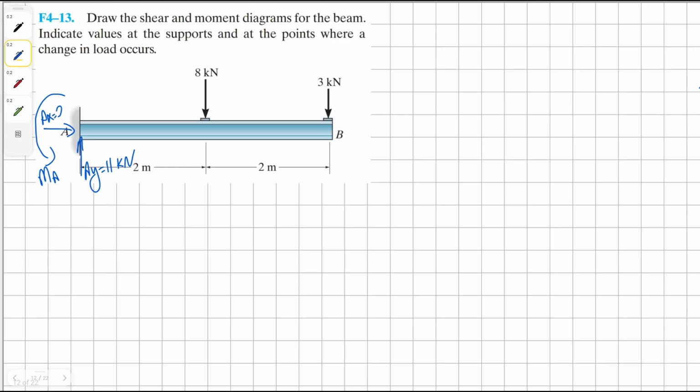Now for the moment, we simply have to take moment about the point A. We're going to have 8 kilonewton, and it's 2 meters away, and then we have clockwise 3 kilonewton, and it's 4 meters away from A, all equals to 0. But before we do that, we have to remember that we have moment A, which is unknown, and it's counterclockwise, all equals to 0. Solving for moment A, we get our solution as 28 kilonewton meter.